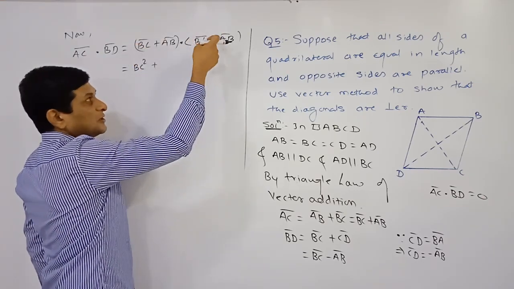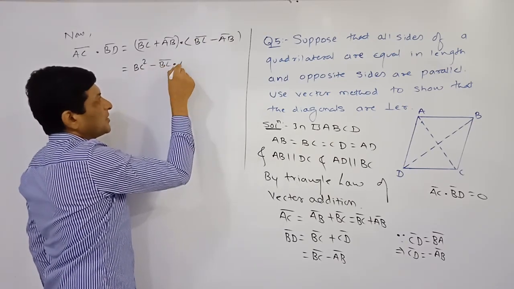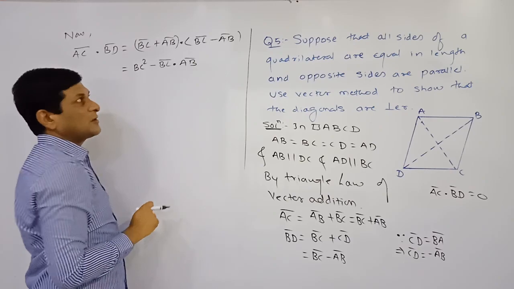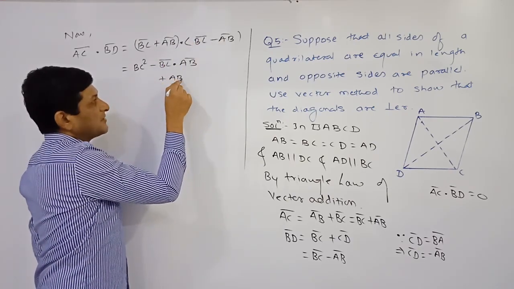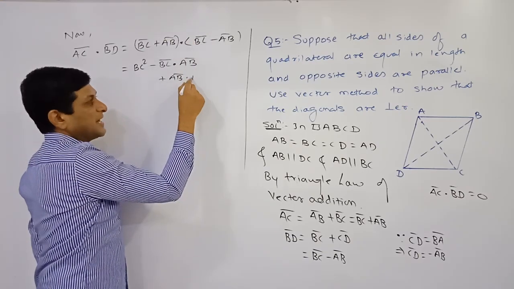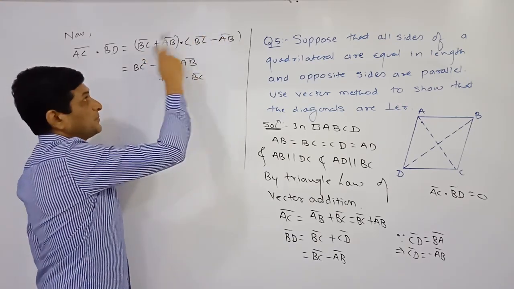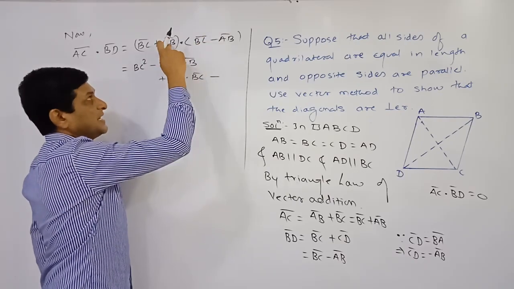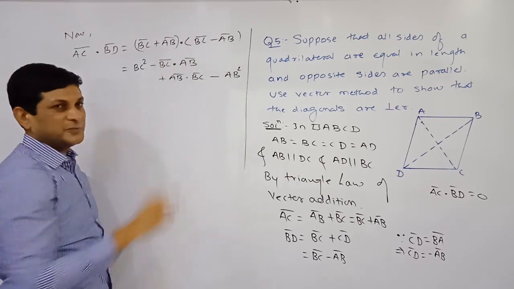BC bar dot minus AB bar will be minus BC bar dot AB bar. Now take the dot product of AB bar with both the terms. So plus AB bar, first take the dot product with BC bar and later on take the product with the second term. So plus into minus will become minus, and AB bar dot AB bar will be equal to AB square, because it is the dot product of the same vectors.